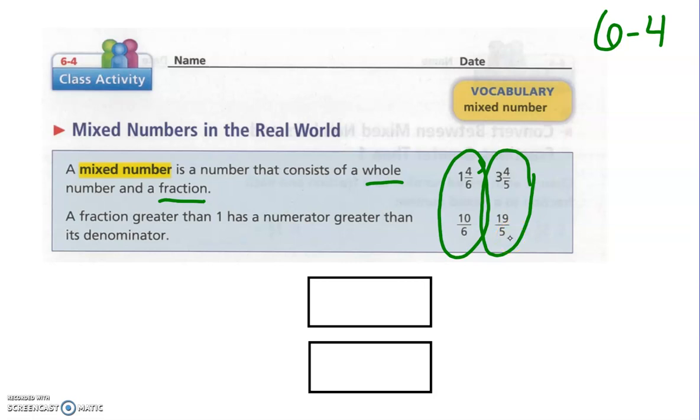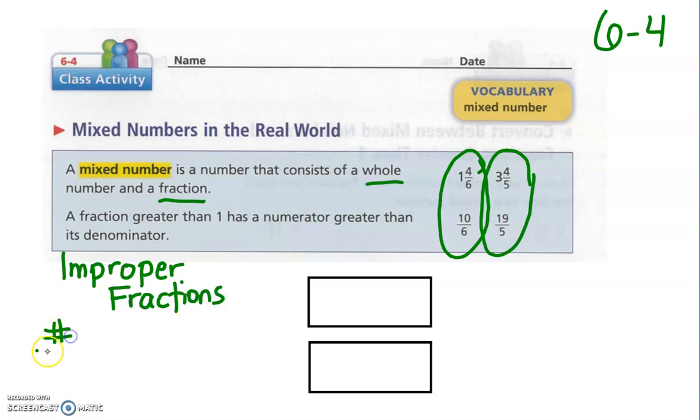I'm going to add an extra vocabulary word. I'm not sure why they didn't teach you this one in this lesson, and you don't have to write it down, but it might not be a bad idea. These are something called improper fractions. And an improper fraction is basically something where your numerator is going to be larger than your denominator. So that would be like this example of 10/6 and 19/5. That is when your numerator is bigger than your denominator. What it basically means is that you've got more than 1.